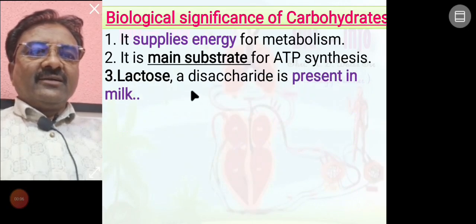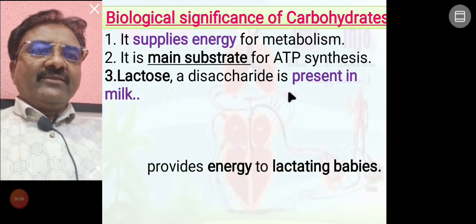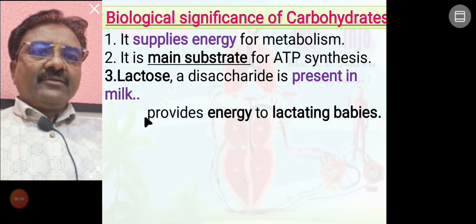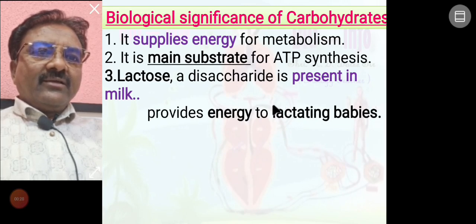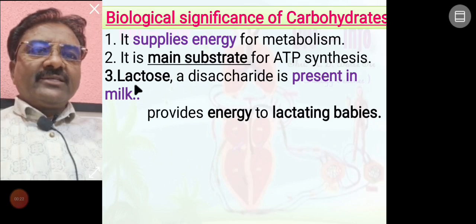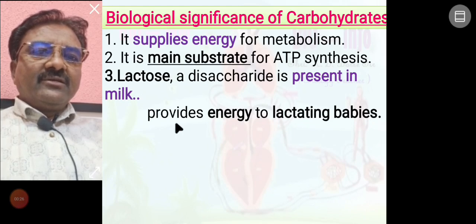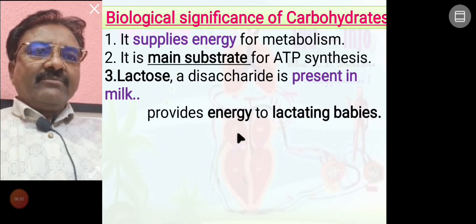Lactose, a disaccharide present in milk, provides energy to the lactating baby. The baby who sucks milk gets lactose from the milk. So lactose provides energy to the lactating baby.